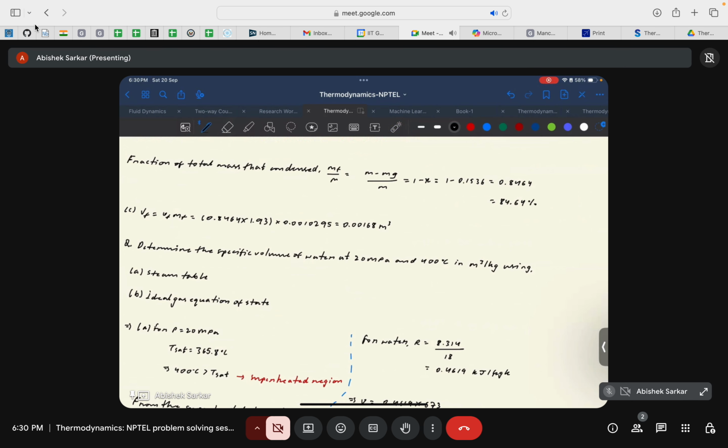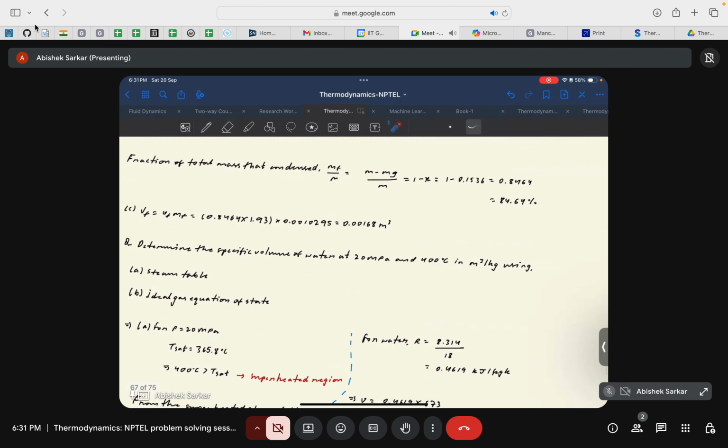It is 84.64% of the total mass of the mixture, right? So we have 0.8464 times 1.93, because we found the total mass of the mixture from the initial state. This is the mass of the fluid times the specific volume of the fluid. So you will get the volume of the fluid to be 0.00168 meter cube. Okay, so the volume of fluid, not the mixture, but the volume of fluid in the mixture.